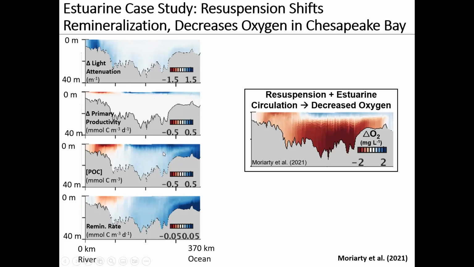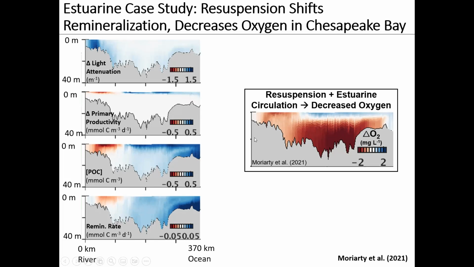It also allowed more organic matter to settle out closer to the bay mouth and then be transported up this way. And our remineralization rates were similar in the spatial patterns to the POC concentrations. But one of the really interesting things is that although we see this upstream-downstream shift in primary production, organic matter concentrations, and remineralization, we didn't really see it in the oxygen. We got decreased oxygen. And so why is that?